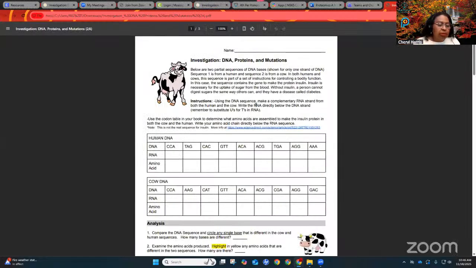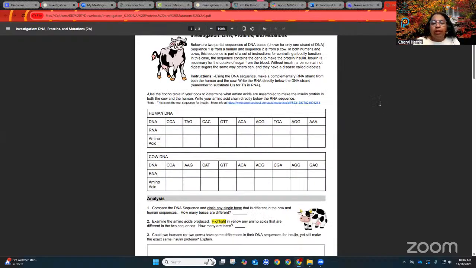I'm going to look at this from my list there. All right, so again, insulin is necessary for the uptake of sugar in the blood. Without insulin, a person cannot digest sugars the same way other people do, and they have the disease called diabetes. So this is going to be a mutation that causes a disease.